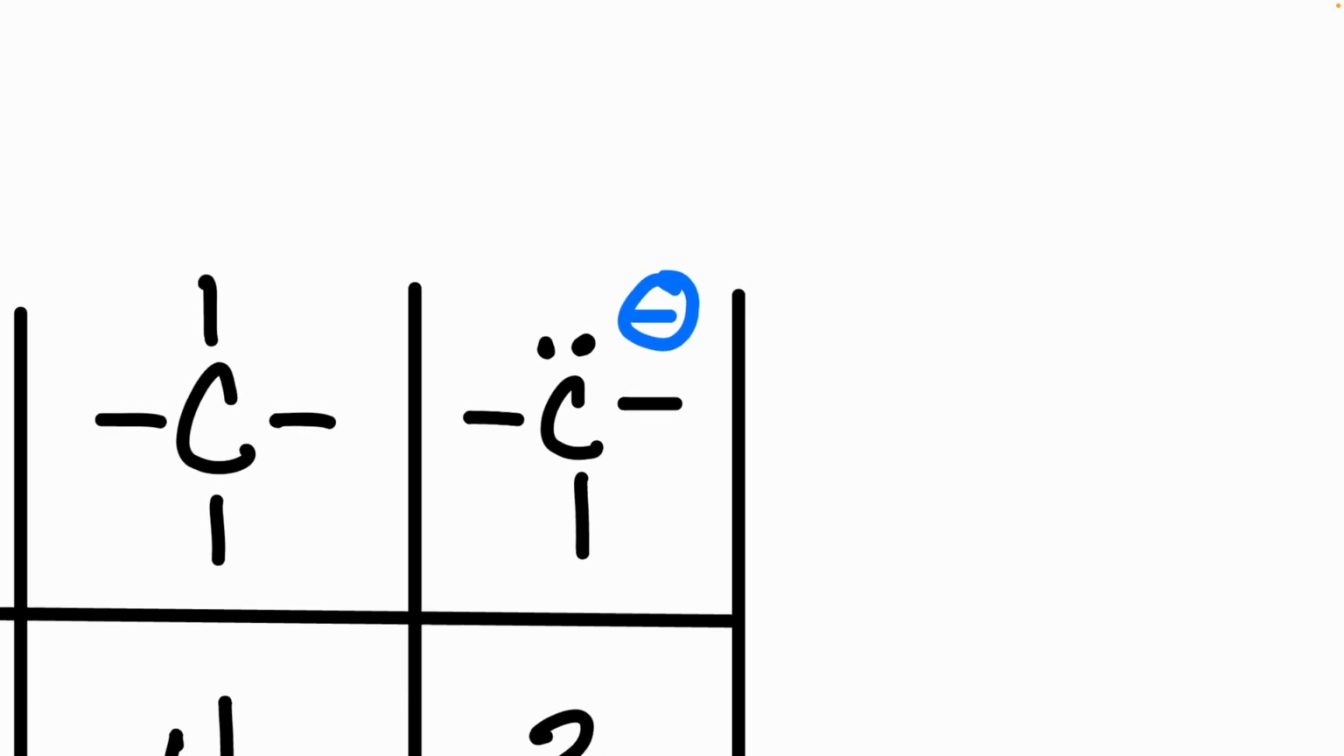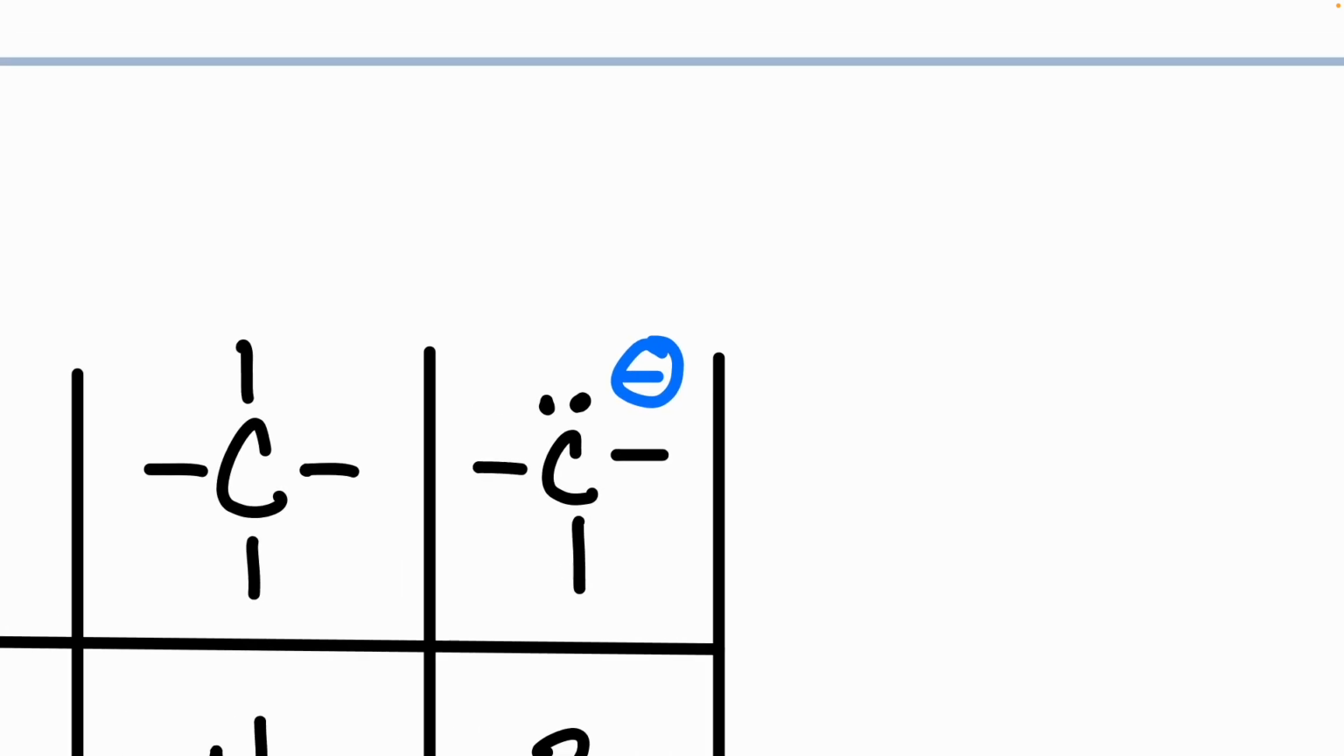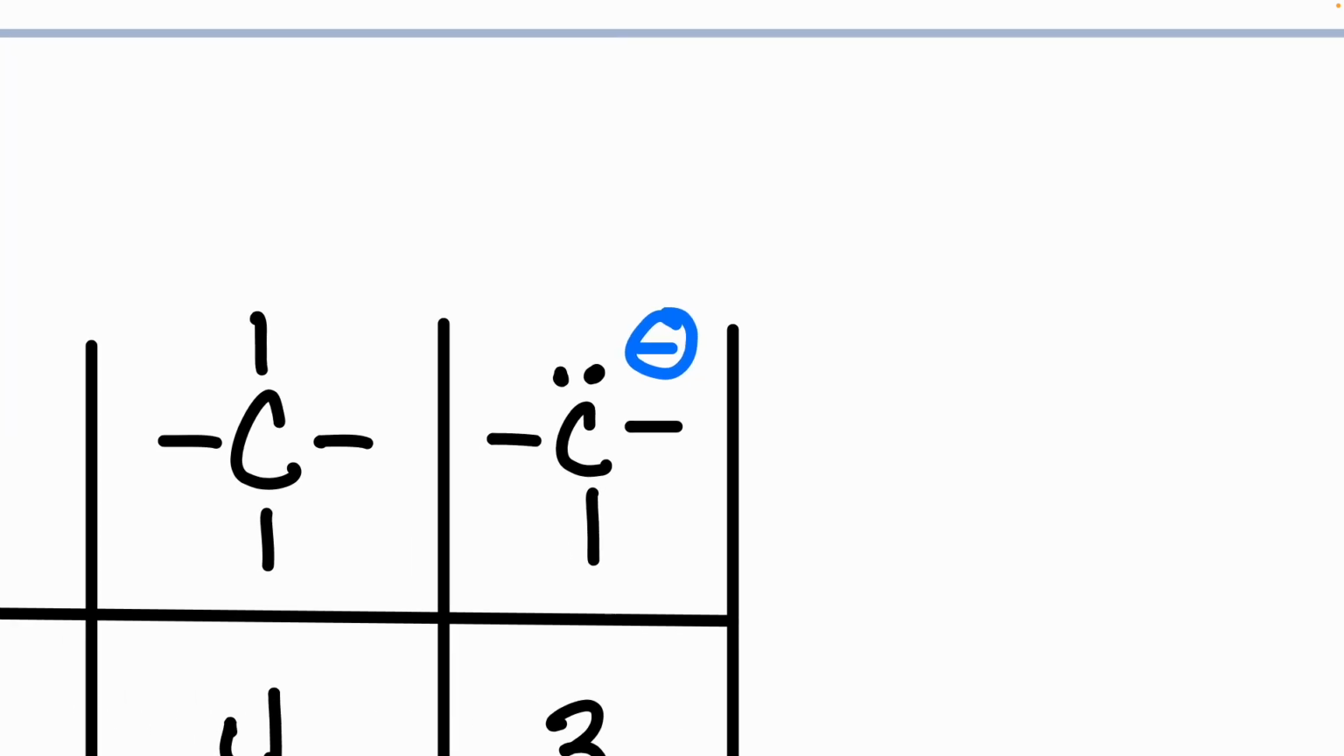Because it's carbon, we have a special name for these. Remember, positively charged ions are called cations, and negatively charged ions are called anions. So when it's carbon, this would be what's called a carbanion. All right, so we just give it a special name when we're talking about carbon.